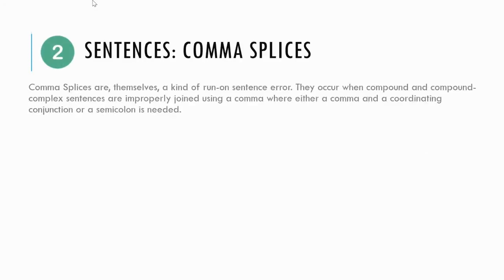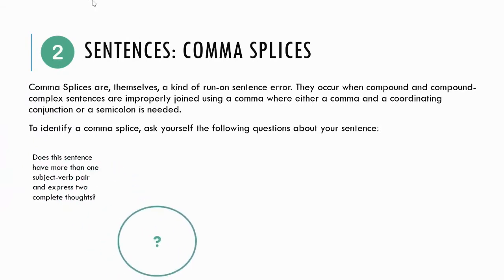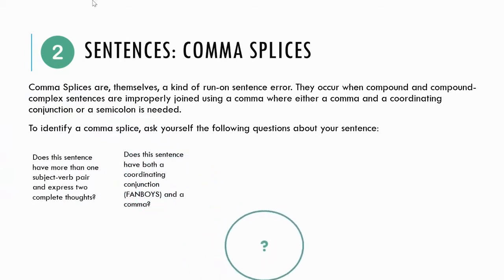Now let's move on to comma splices. Comma splices are similar to run-on sentences. Comma splices occur when compound and compound complex sentences are improperly joined using a comma, where either a comma and a coordinating conjunction or a semicolon is needed.